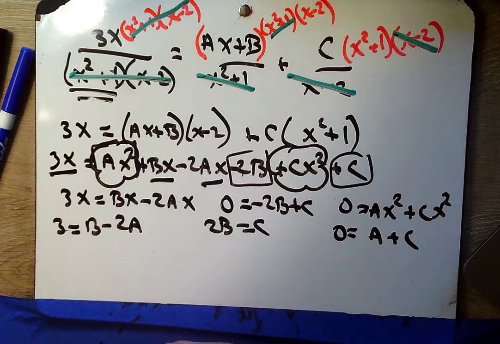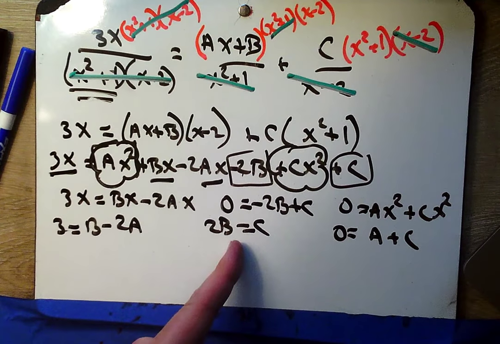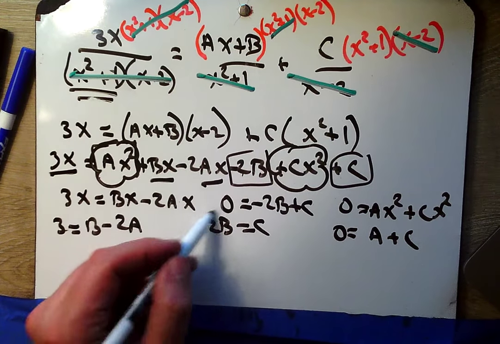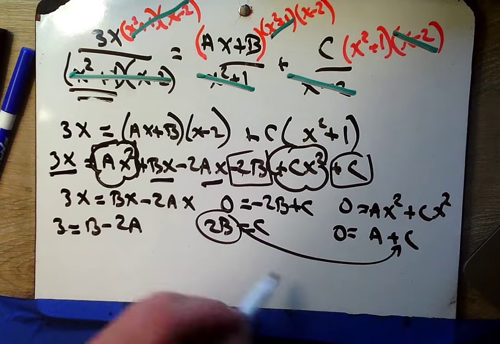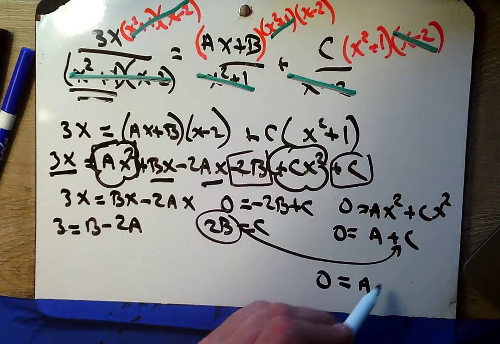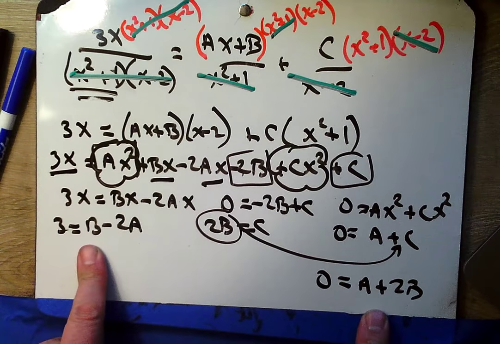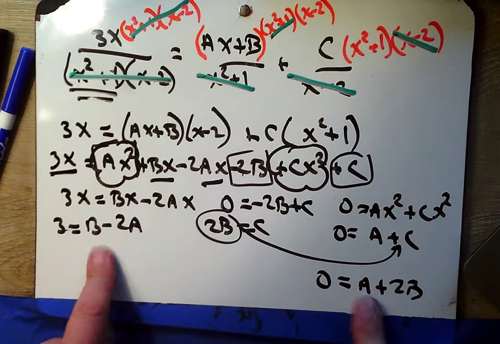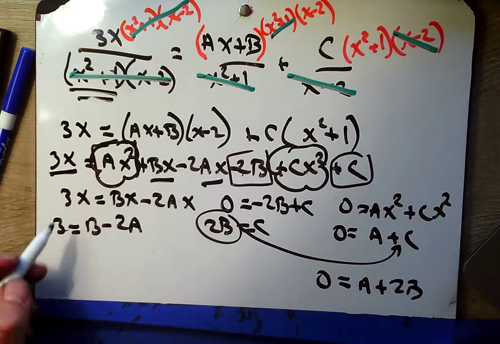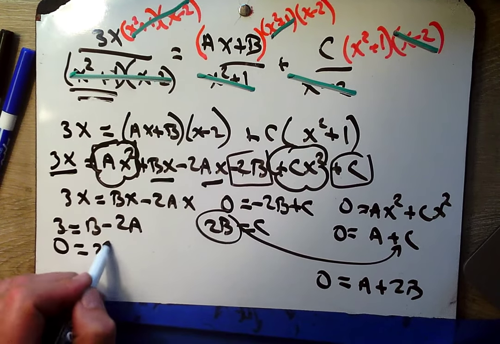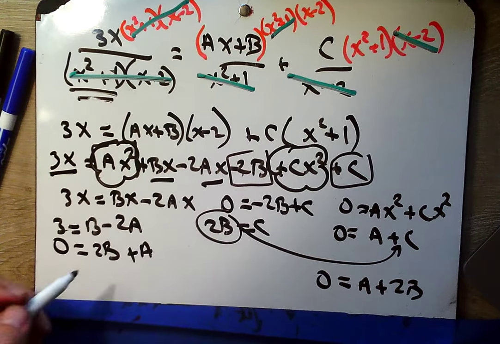Okay. Well, I know that c is equal to 2b, so I can put this over here, and now have 0 equals a plus 2b. And look, two equations with a and b in them. Oh, how convenient. 0 equals 2b plus a.